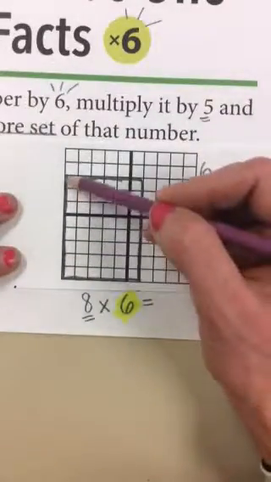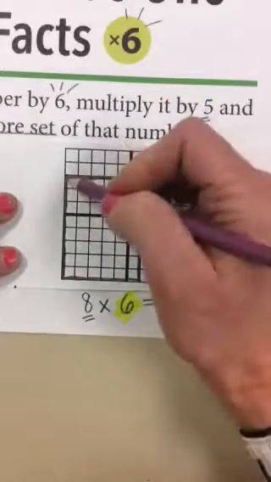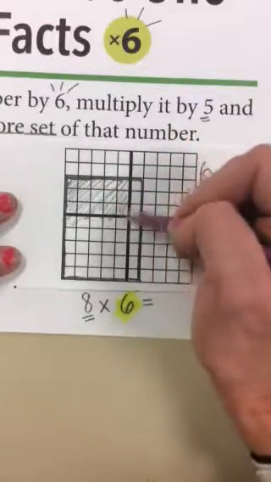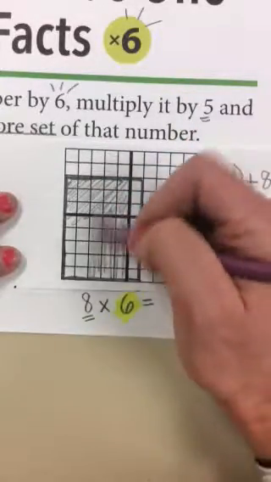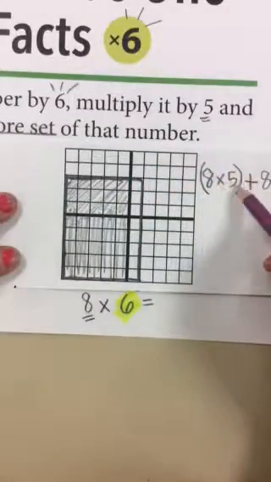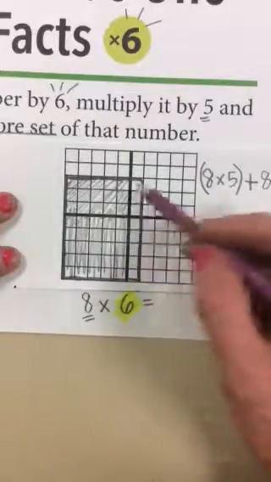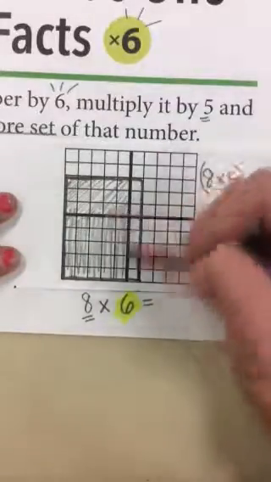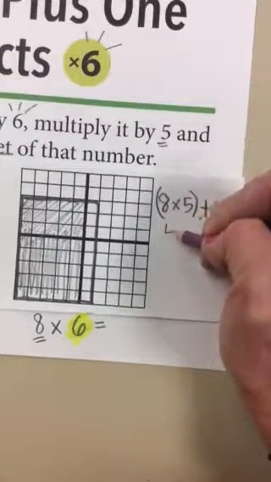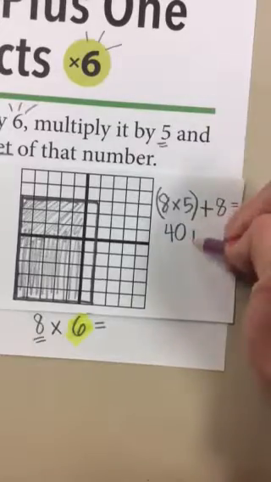Well, this is our 8 rows by 5 columns. So I have 8 groups of 5. 5, 5, 5, 5, 5, 5, 5, 5. 8 groups of them. What is that going to give you? You got the number? 40. And then it says plus 8 more.